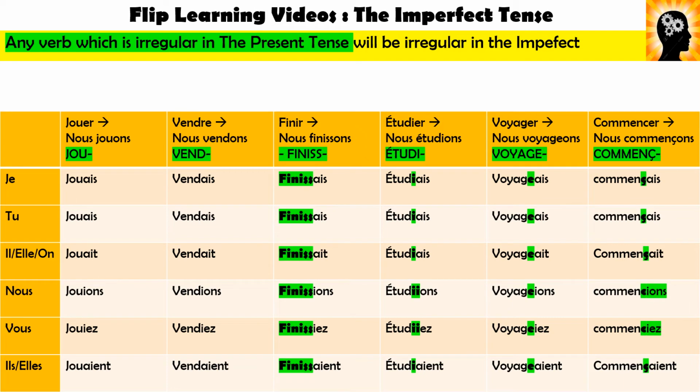Same thing for voyager. Nous voyageons. And same with manger. Just has that extra E in it. You need to remember it for the other parts here. So nous voyagions. Vous voyagiez. And then commencer, commençons with the cedilla. You need to remember those apart from the nous form and the vous form.